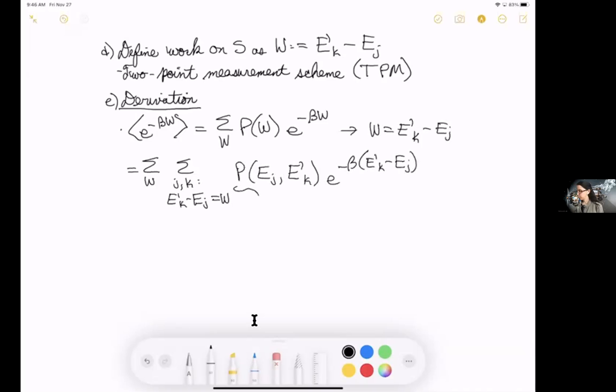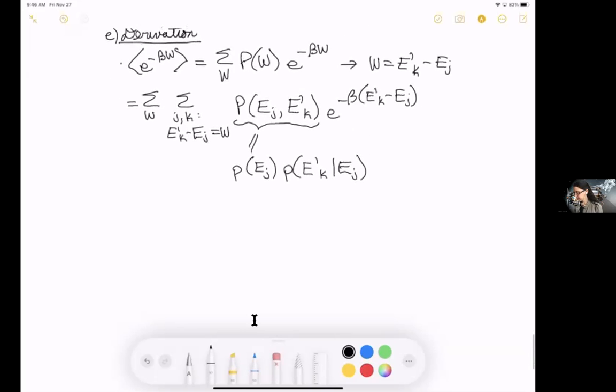This joint probability distribution we can write out more fully. It's the probability that our first measurement yields e sub j, times the probability that our second measurement yields e prime sub k if our first measurement yielded e sub j. We can write that out in more detail.